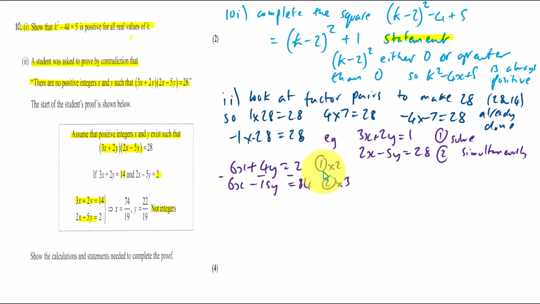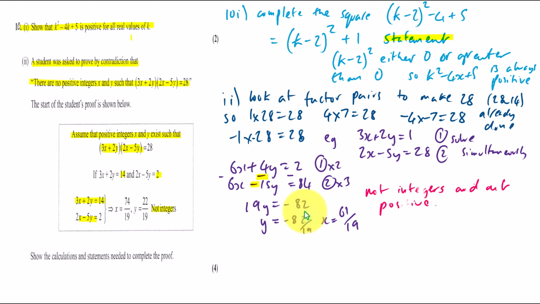Make a coefficient equal, and I've made the x's equal, they're positive, so I subtract them. Be careful with your subtraction. Subtract and subtract makes a plus. So we get 19y equals minus 82. We can see these are not integers and not even positive. So you write your statement: not integers and one of them is not positive. Good, we've done one pair, that's got another mark.